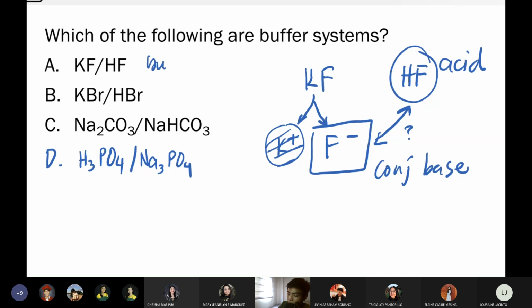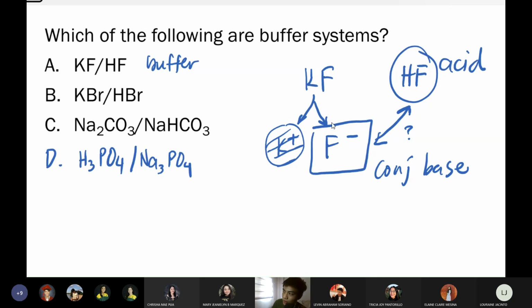So that means this letter A is a buffer system. It's a buffer of hydrofluoric acid and fluoride ion as the conjugate base. Okay, so ganun gagawin nyo when checking for buffer systems. Alamin nyo yung acid, yun yung usually may H. And tignan nyo kung may conjugate base siyang kasama.